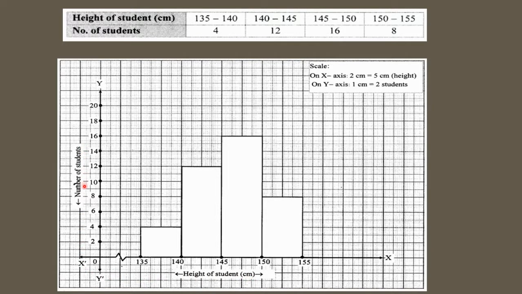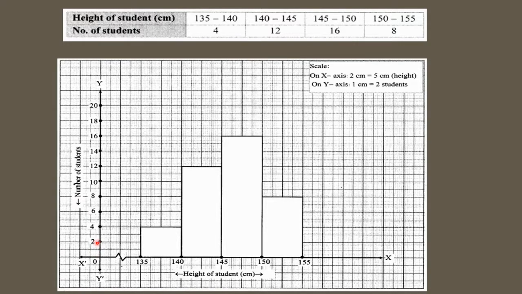And your classes are starting from 135 to 140. Here you have to mark 135, 140, 145, 150 and 155. And for each bar you have to keep equal distances. And on the y-axis, starting from 2, 4, 6, 8, 10 like that. Any convenient number you can take here. Here I am taking 1 centimeter equal to 2 units.